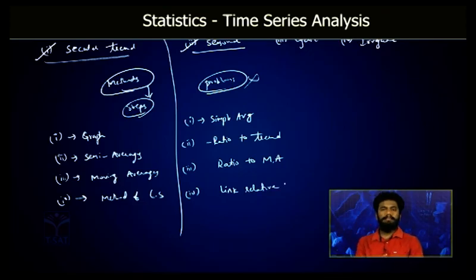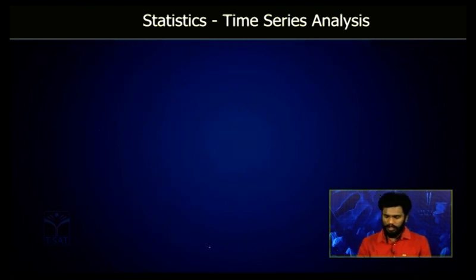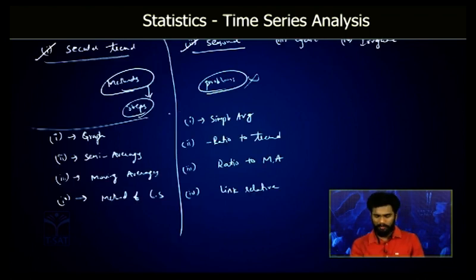So we'll just see the steps involved in measuring the secular trend and the seasonal variations. There is no possibility of problems being asked. Just concentrate on the methods, the steps involved in those methods, and the formulas for each method. That is enough. Now first, we'll see each and every one clearly.